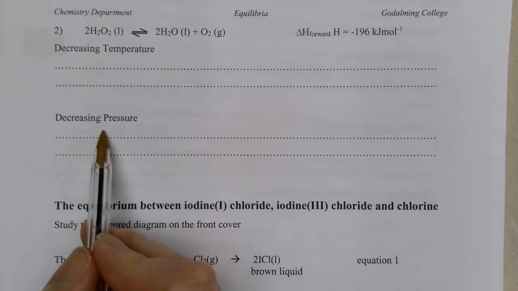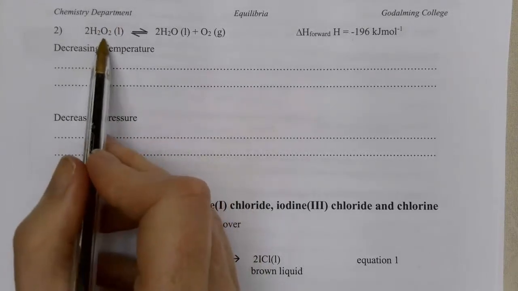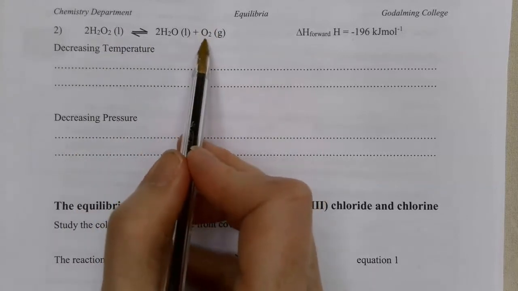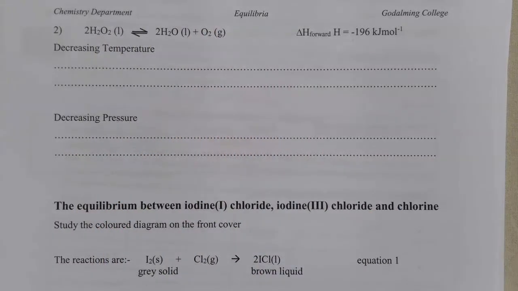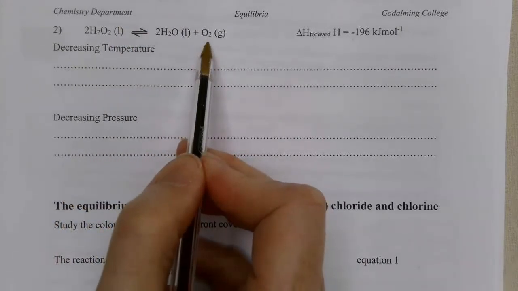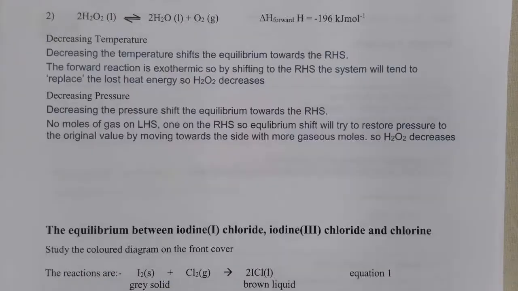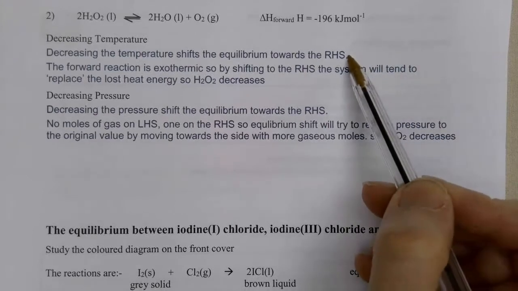If we decrease the pressure, it will shift to the side with the most moles of gas, where you have no moles on this side, but 1 mole on this side. So decreasing the pressure will shift to the side which increases the pressure, and that's the side with the most number of moles of gas. So again, it would shift forwards. So here again, we talk about shifting forwards or shifting to the right-hand side.